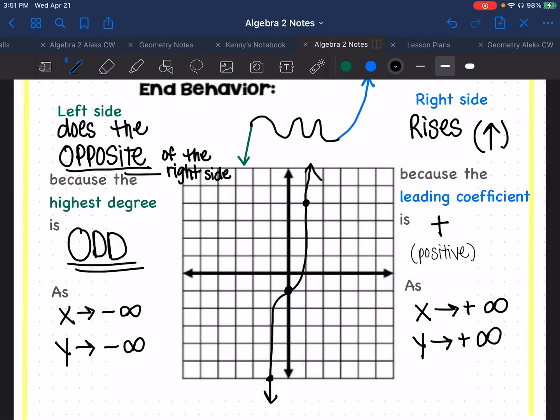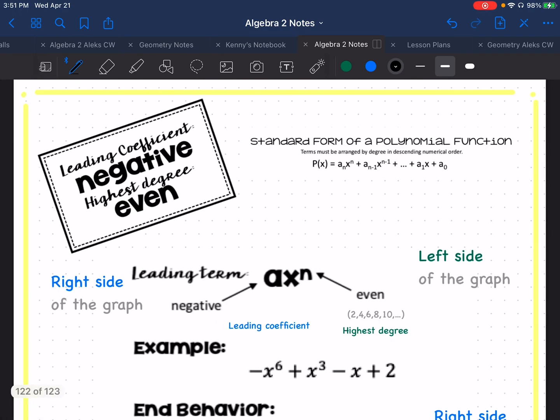All right. So that includes when our leading coefficient is positive. What about when it's negative? All right. So once again, just remember you have to be in standard form, which means you have to be in descending numerical order for your exponents. And we're looking for this guy right here, our leading term. In our leading term, the right side of my graph is going to be predicted by my leading coefficient. This time, it's going to be negative. The left side of my graph is going to be predicted by my highest degree.